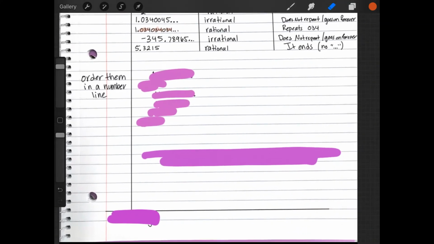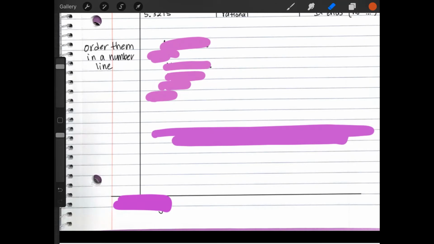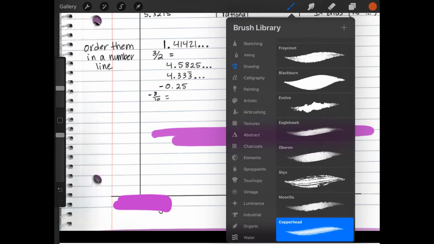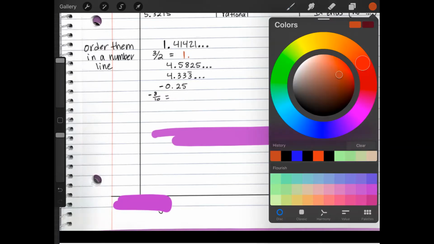Okay. All right. So let's look at ordering some numbers on a number line, and we're going to order these numbers right here. Okay. So let's look. We have 1.41421. We also have 3 halves, which is the same as 1.5.